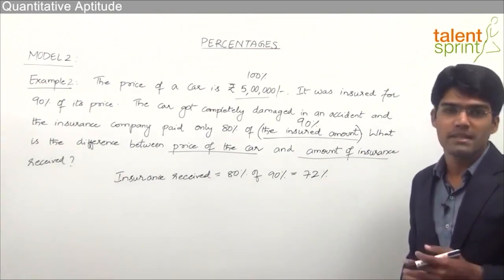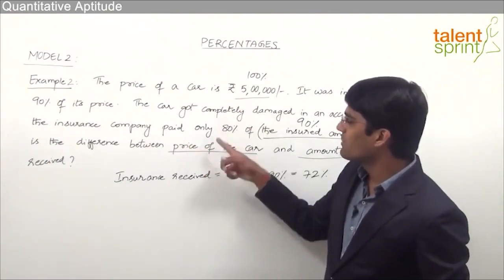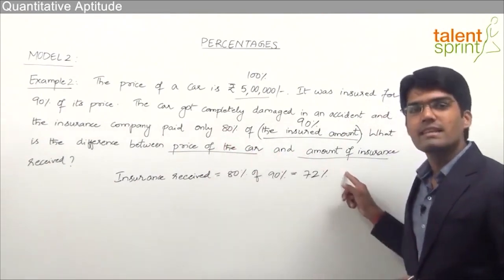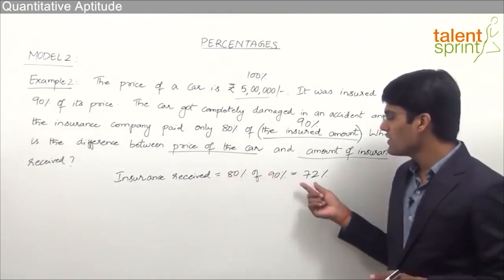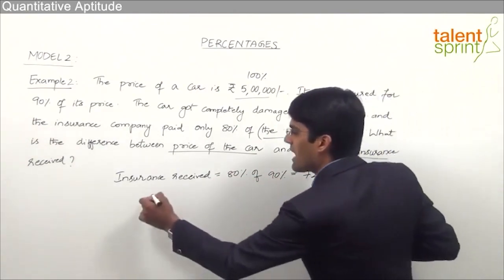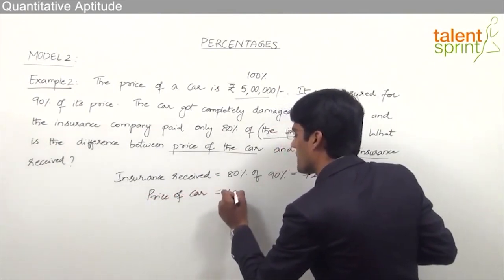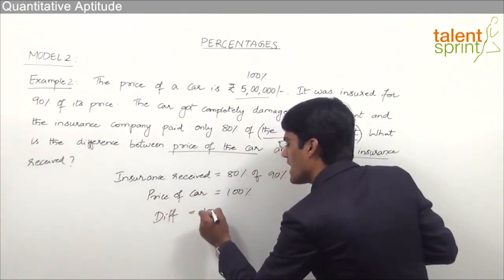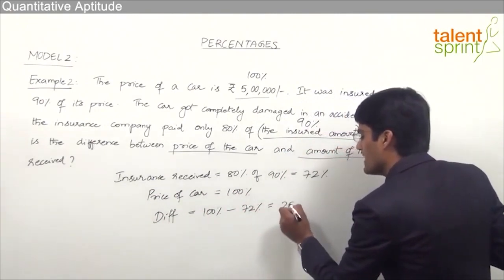Generally, some students commit a mistake here by taking the difference as price of the car 100% and amount of insurance 80%. So 100 minus 80, 20% is the wrong calculation because insurance received is only 72% but not 80%. And the price of the car as we have taken is equal to 100%. So we know that the difference between these two values will be 100% minus 72%, which is equal to 28%.